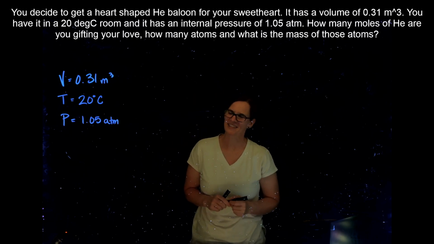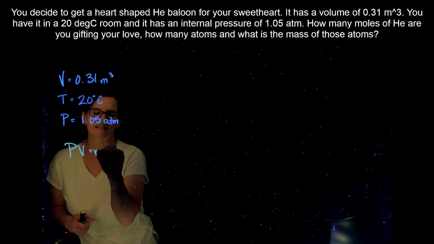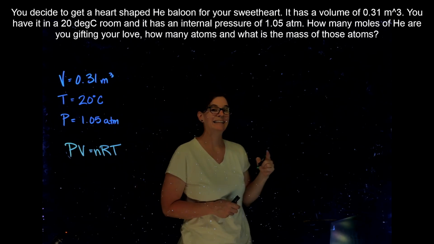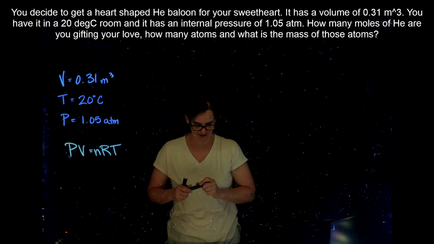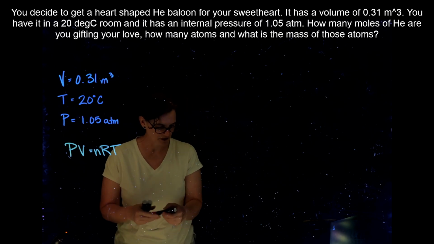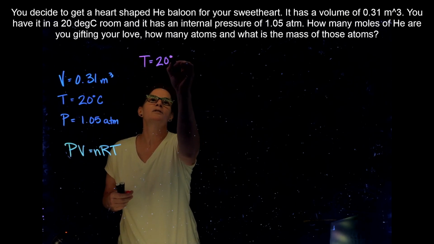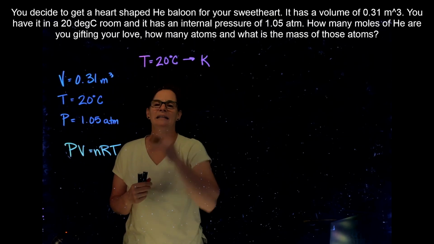Okay, if I want to look at a gas in effect of the temperature and the pressure and the volume, I use the ideal gas law. So we have pressure times volume is equal to nRT. We have to keep in mind that I need things in standard units. So I first need my temperature in standard units. The temperature is given in degrees Celsius. I need it to be in Kelvin.